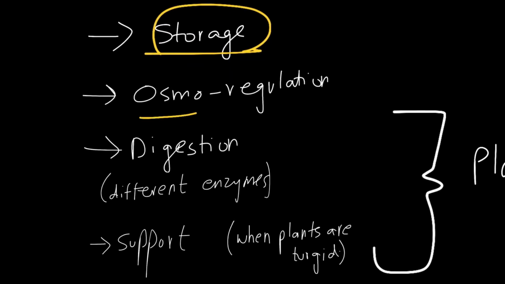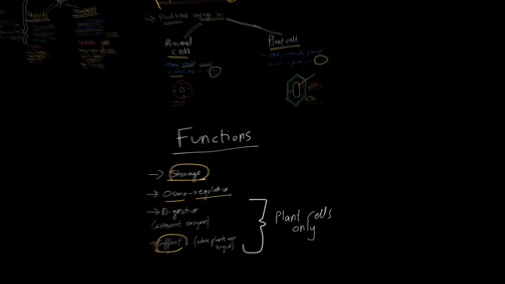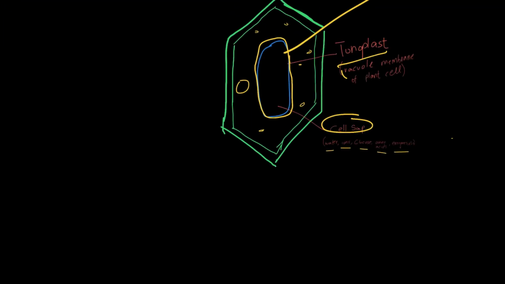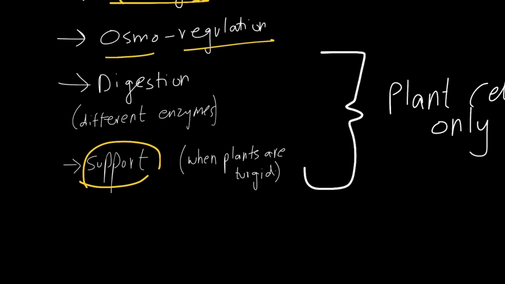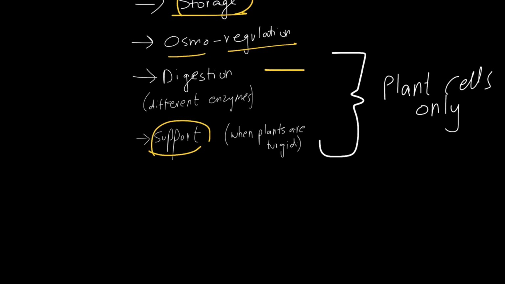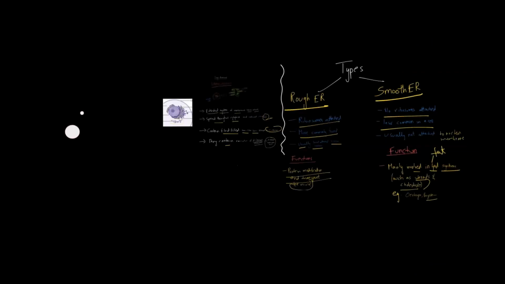It is involved in osmoregulation, which is the balance of water going in and coming out. It is also involved in digestion, because it has different enzymes present inside, and involved in the support of cells. And how it does that, because of its shape right here, is that it supports these plant cells. It is a part of the cytoskeleton of the plant cell, and it helps maintain its shape, which is very important for a plant cell. So the couple of things that I mentioned, which are digestion and support, are just for plant cells. For animal cells, it takes care of storage and osmoregulation at times. So that concludes our endoplasmic reticulum and vacuole.